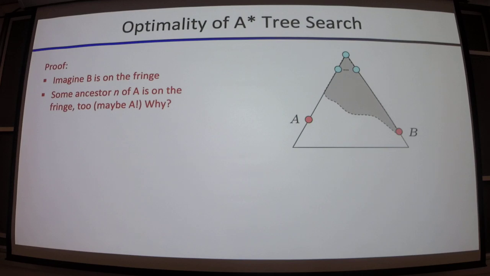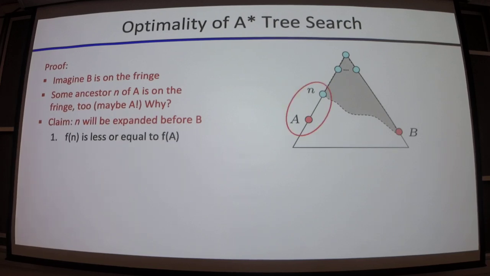Yes. So you start with an ancestor of A, and then you know that you are expanding outwards from that, so you won't have anything but ancestors. The ancestor of A will always be on the fringe until you're actually at A. Until A gets expanded, it or an ancestor of it is on the fringe, right? Yep. Great. Let's call that N. Just some general ancestor of A. So my claim here is that N will be expanded over the course of A star before B is. So why is this the case?